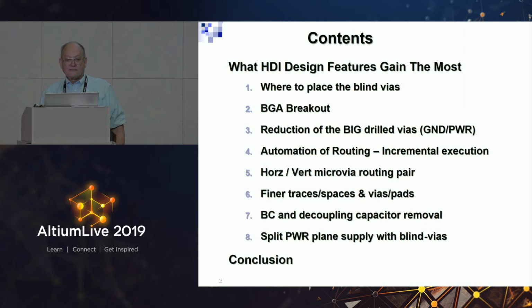So we're going to talk about these eight: number one, where to place the blind via; BGA breakout; reduction of the big drilled vias for power and ground; automation of routing, or incremental horizontal, vertical micro via routing pairs. If you can get two layers of micro vias, horizontal and vertical, there's a big advantage to that. Just simply finer traces, spaces, vias, and pads for miniaturization. Buried capacitance and decoupling cap removal. And last, the split power plane supply with blind vias.